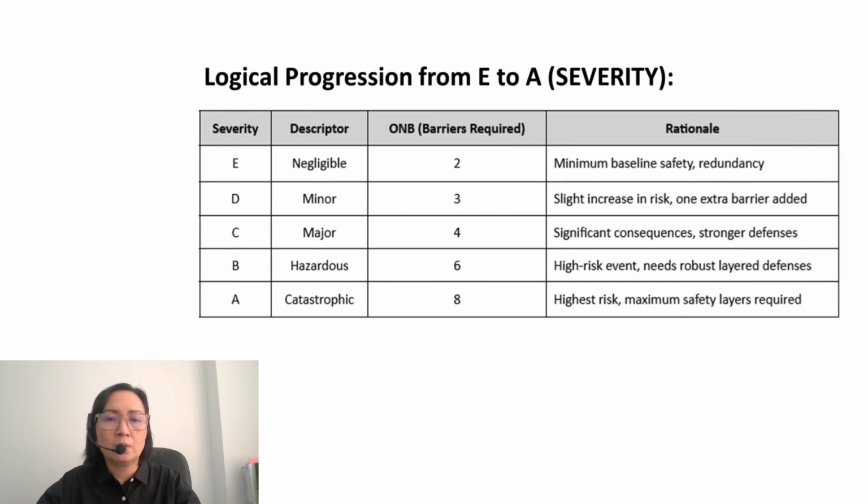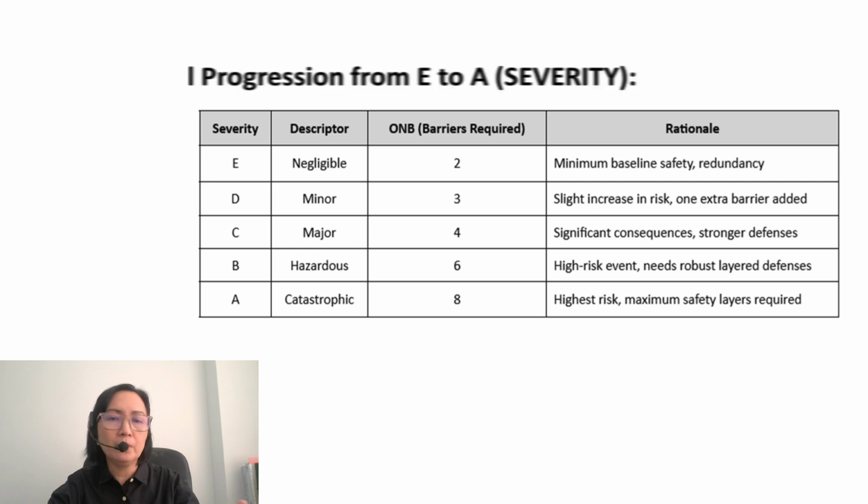As seen in the table here, E required barriers, ONB 2, minimum baseline safety. D required barriers, ONB 3, slight increase in risk, 1 extra barrier added. C required barriers, ONB 4, significant consequences need stronger defenses. B required barriers, ONB 6, high risk events need robust layered defenses. A required barriers, ONB 8, highest risk, maximum safety layers required.